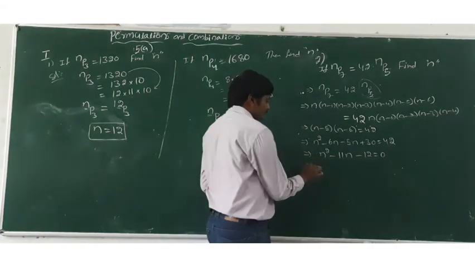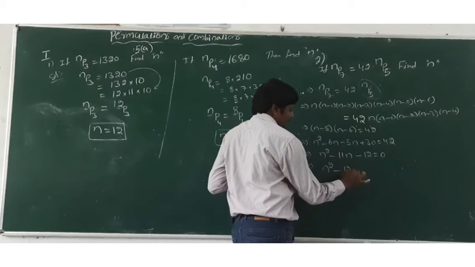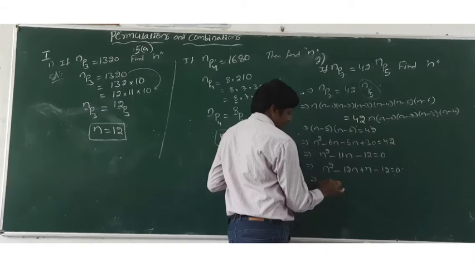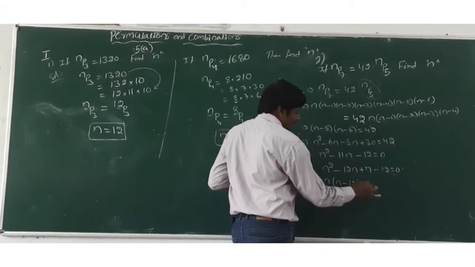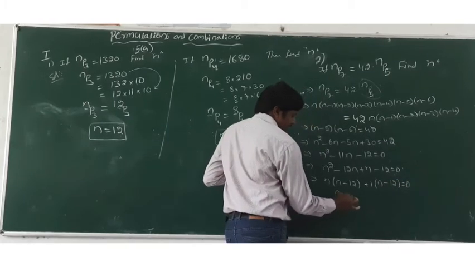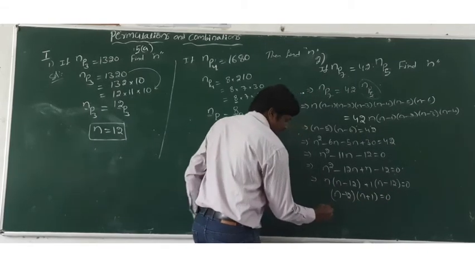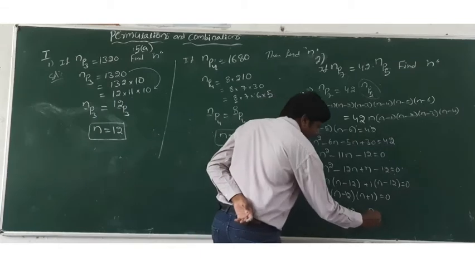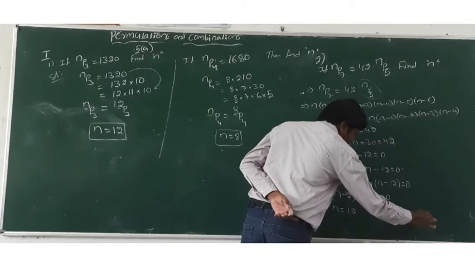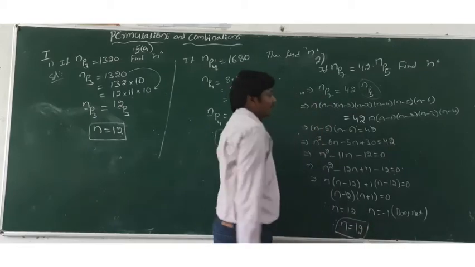You get the n values. Write n square minus 12n plus n minus 12 is equal to 0. Here n is common: n into n minus 12, plus 1 into n minus 12, so n minus 12 is common, giving n minus 12 times n plus 1 is equal to 0. Therefore n is equal to 12 or n is equal to minus 1. Minus 1 does not exist. Therefore n is equal to 12.